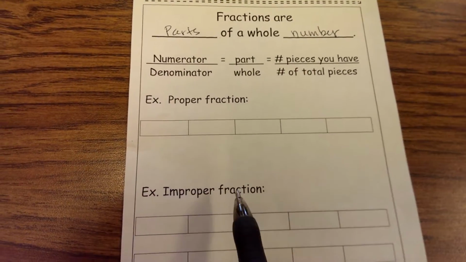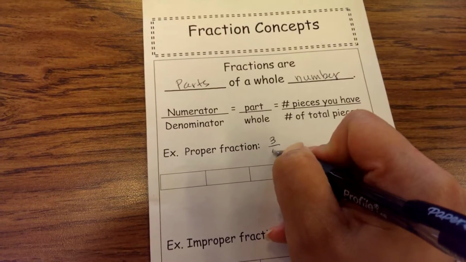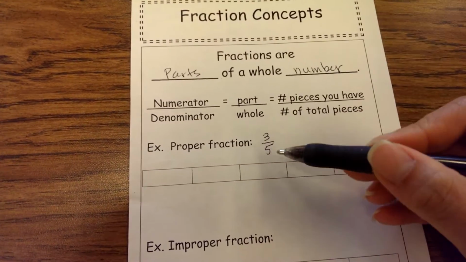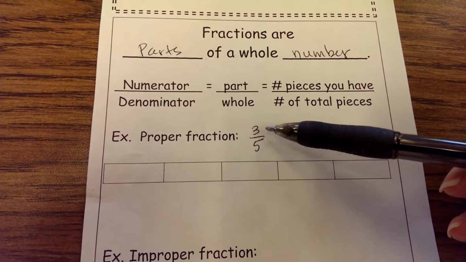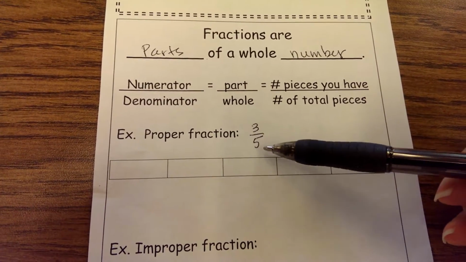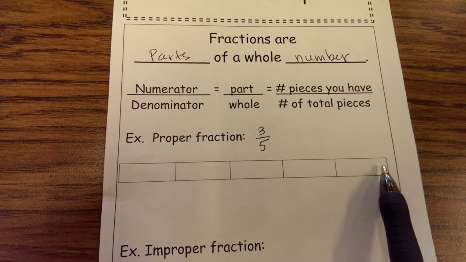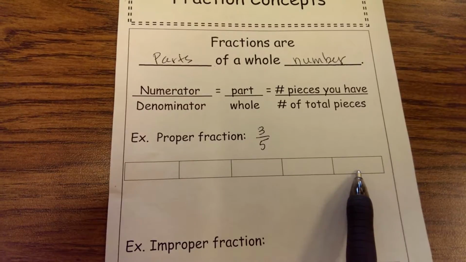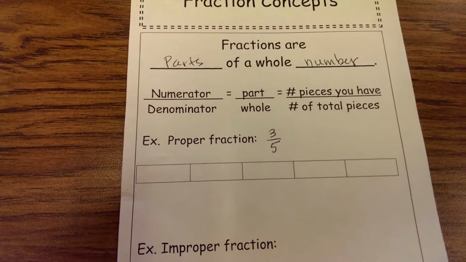Let's talk about proper fractions and improper fractions. A proper fraction would look something like this, where the numerator is smaller than the denominator. Now remember, the numerator is the part, it's the number of pieces you have. The denominator is how many pieces make a whole. So let's imagine this as a whole candy bar. It is made up of 5 pieces. Did you get all 5? No, you only get 3 pieces out of the 5.